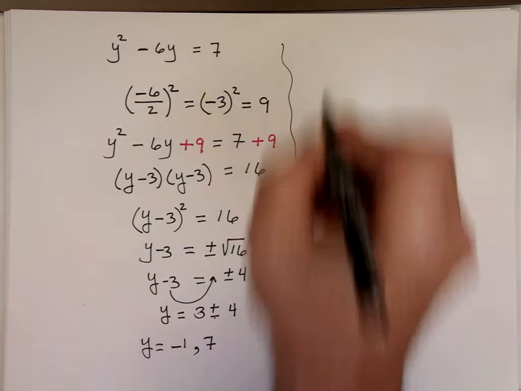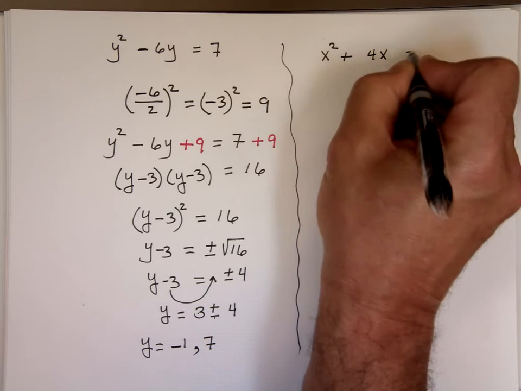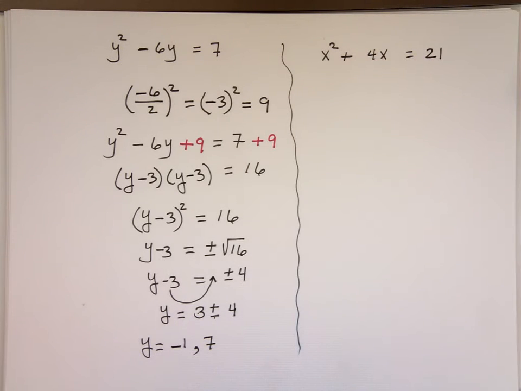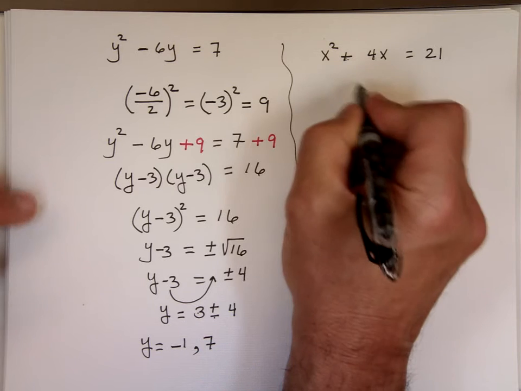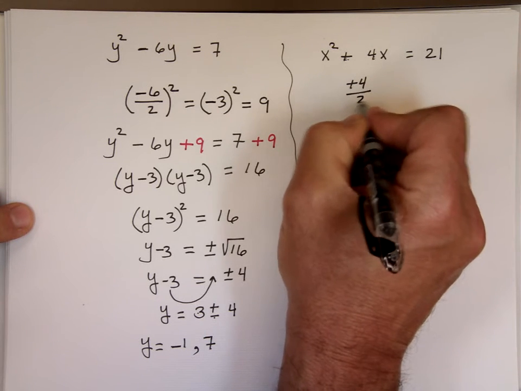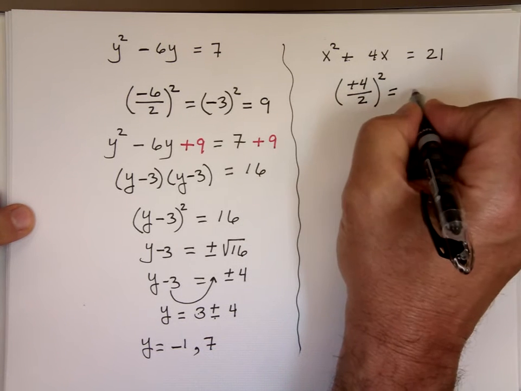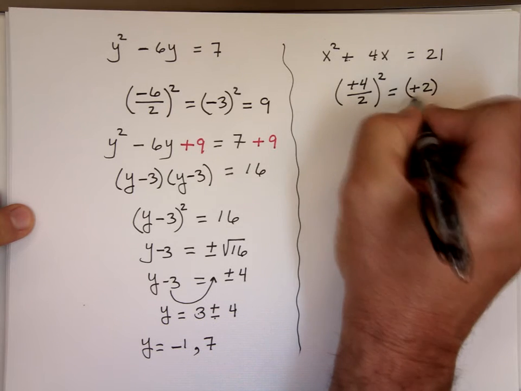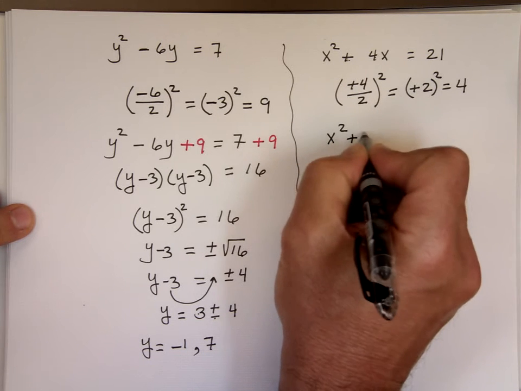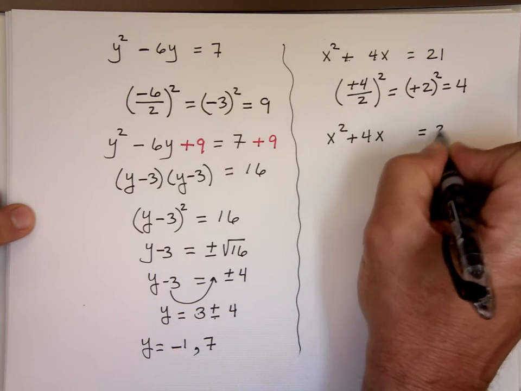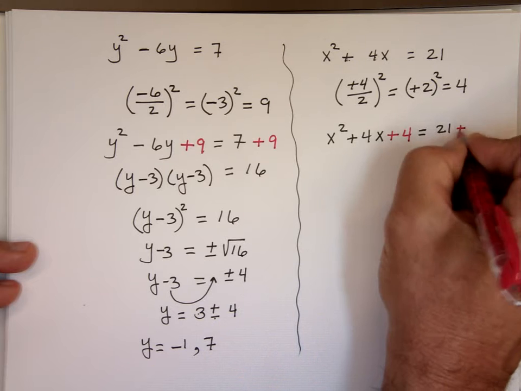Let's try another one. X squared plus 4x equals 21. Take the coefficient of x. Notice it's a plus 4. You see that plus 4? Take that number, divide it by 2 and square it. I keep putting the sign intentionally to try to help you with the factoring. What's 4 divided by 2? It's positive 2. Square it, that's a 4. So we're going to add 4 to both sides. Let me add 4 to this side, and let me add 4 to that side.